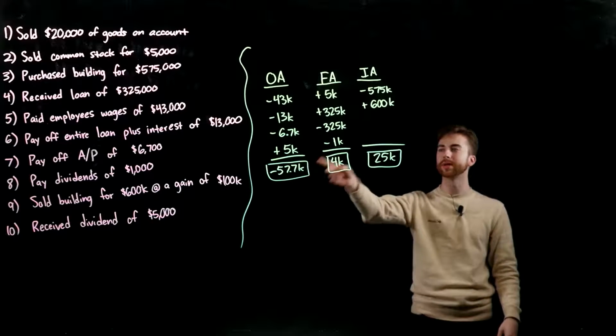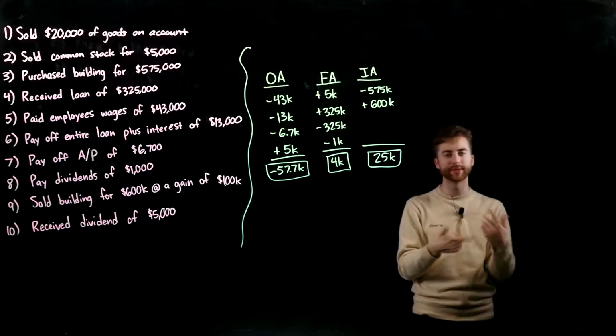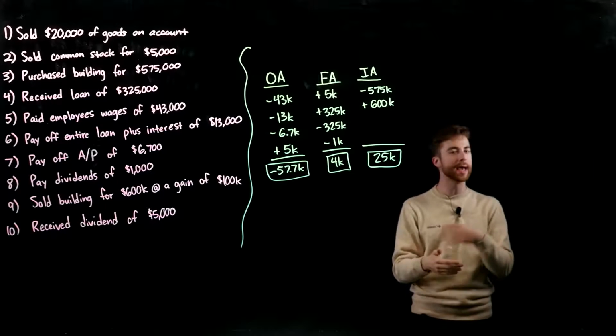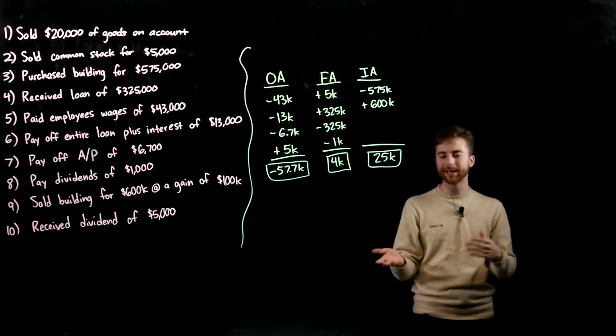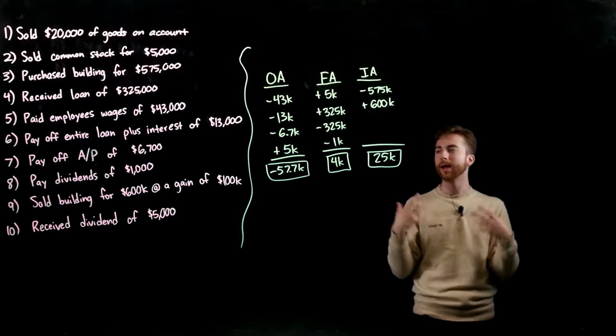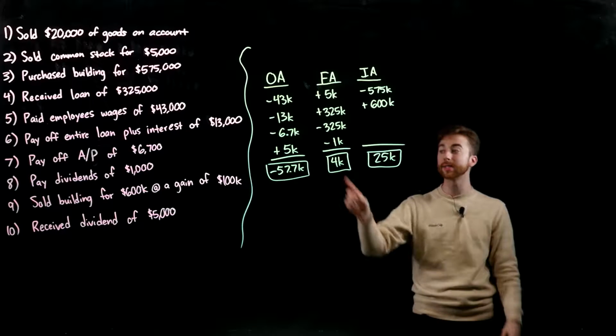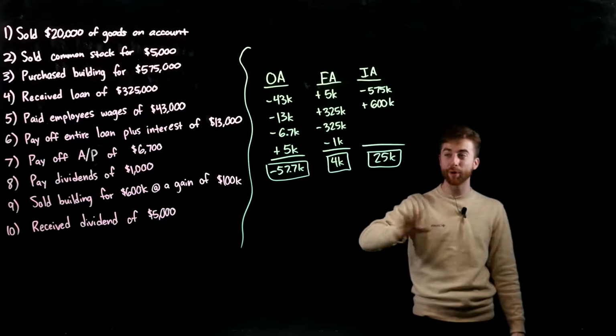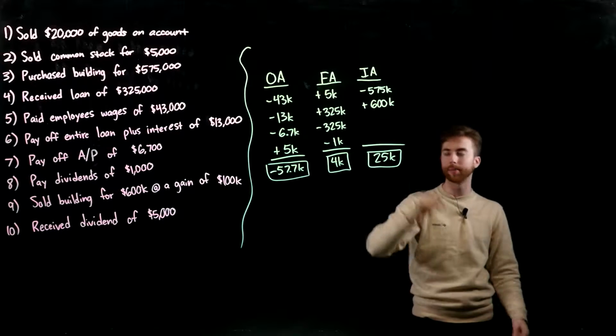So we're going to say that's an operating activity, because that was simply something we purchased in the ordinary course of our business. Accounts payable could be purchasing perhaps inventory on account. It could have been anything, but that happens in the ordinary course of your business. So paying off the accounts payable is an outflow of $6,700 under an operating activity.